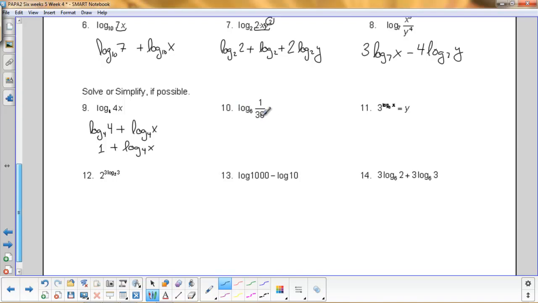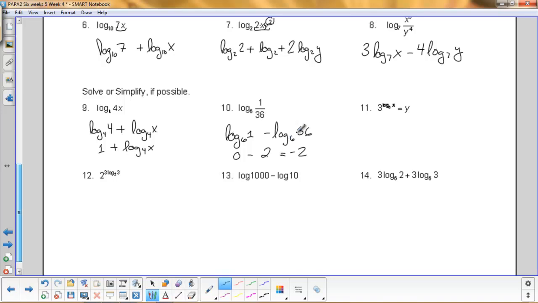Next thing we're going to do here is we're going to expand this. Log base 6 of 1 minus log base 6 of 36. So now my properties say that this is 0 and that is 2. So the answer to this question is negative 2.